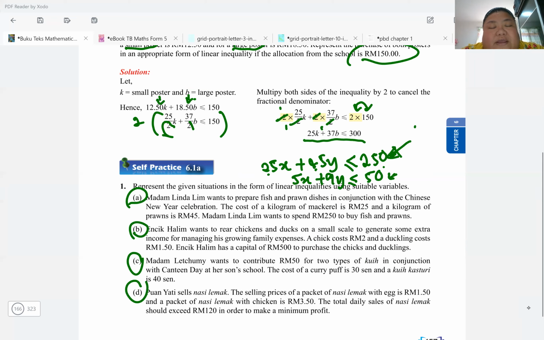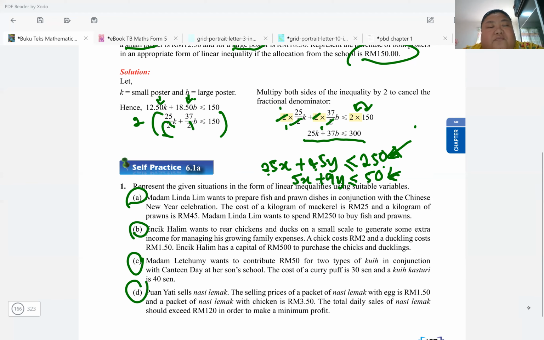But actually this inequality, you can simplify it, because 25, 45 and 250 can be divided by 5. If you divide it by 5, you will get 5x plus 45 divided by 5, which is 9y, less than or equal to 250 divided by 5, which is 50. So this is the simplified one.